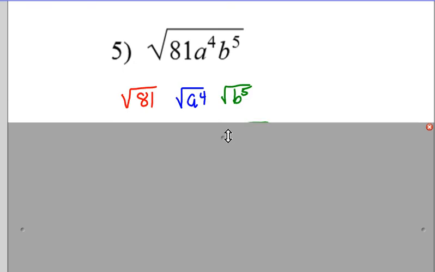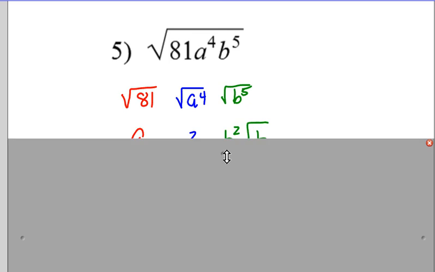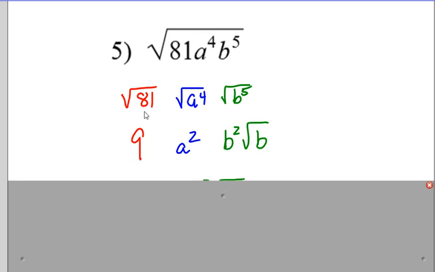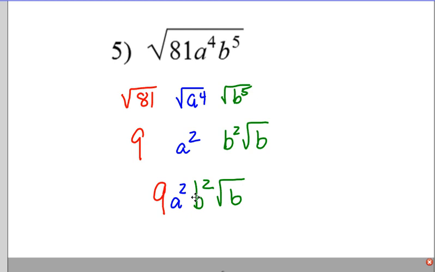Square root of 81 times the square root of a to the 4th times the square root of b to the 5th. Those are perfect squares, a 9 and an a squared. 5 divided by 2 is 2 with 1 left over. So our coefficient is 9a squared b squared and the square root of b.